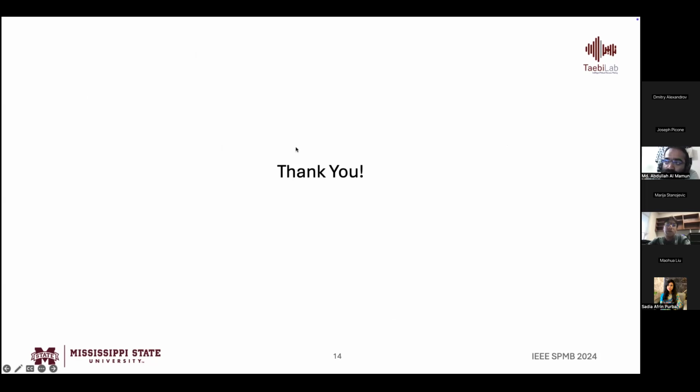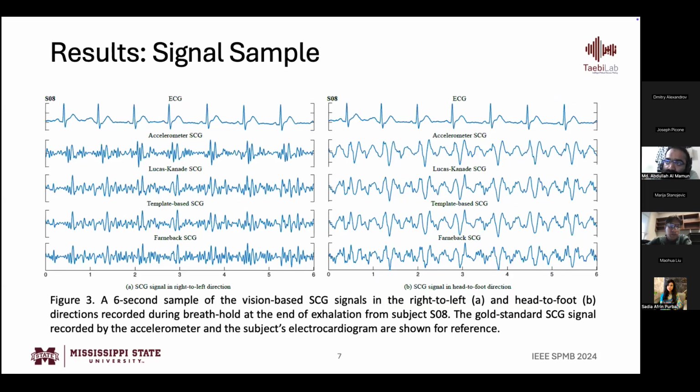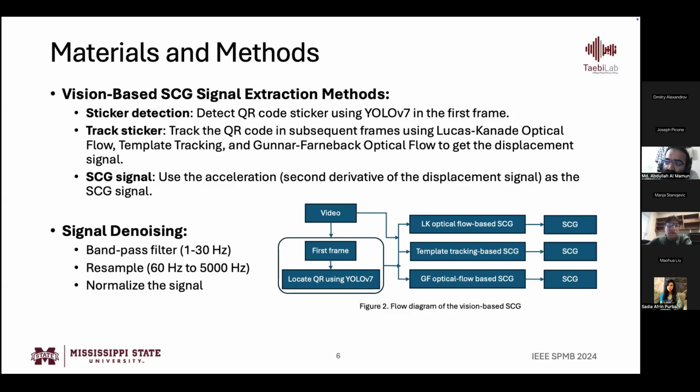Yeah, could you please go to page 6 where you describe the signal denoising? Page 6. Yeah, are those operations sequential? The band pass filter, resample, normalize the signal? Yeah, it is sequential. So after the band pass, I think you say here 1 to 30 hertz. So after the band pass, I think there will be no signal that has 60 hertz. So you are resampling 60 hertz to 5000 hertz. How?